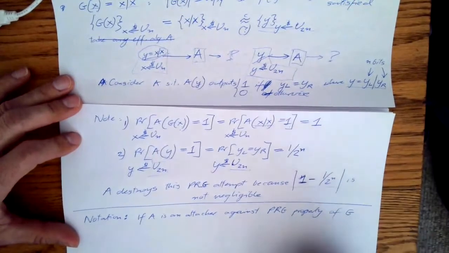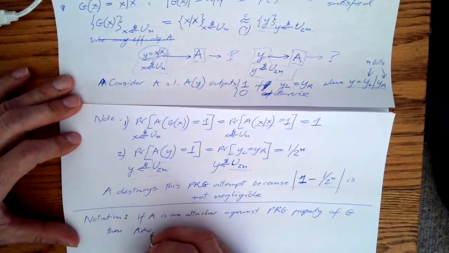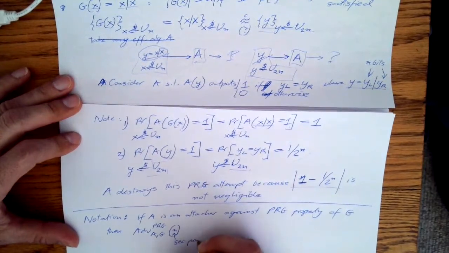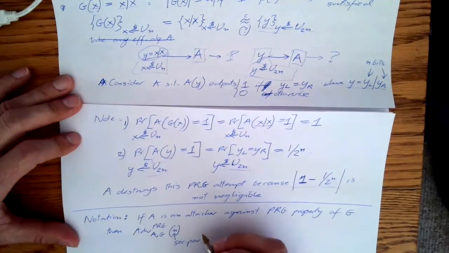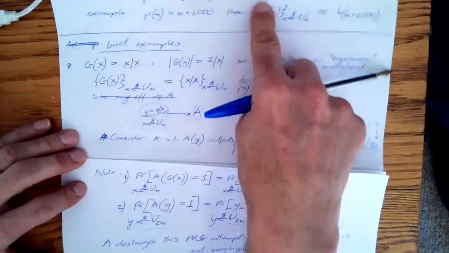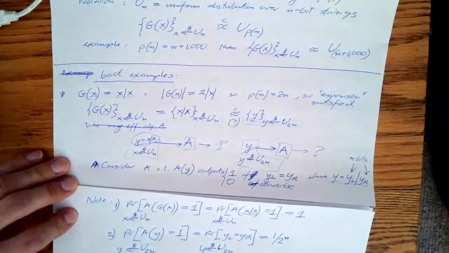of algorithm G, then we'll define the advantage of A against G in the PRG game as a function of the security parameter, so the length of inputs to the PRG, and we'll define it as this difference between how A acts on these two distributions.